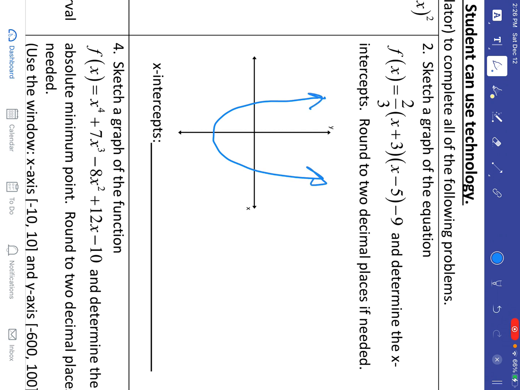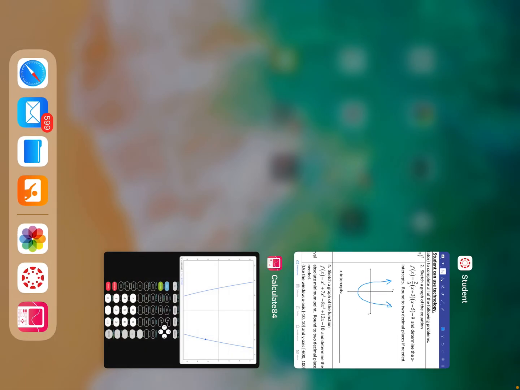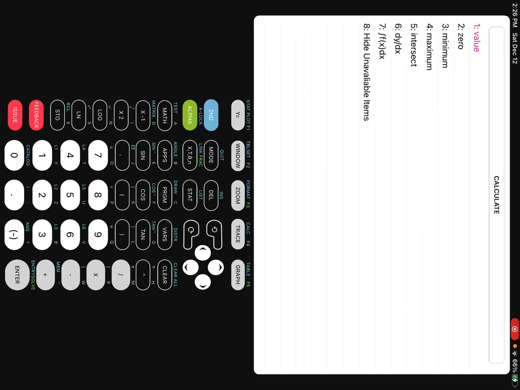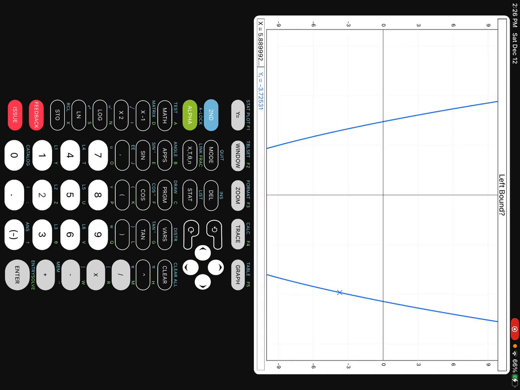That's good. All right, now we want to find the x-intercepts. So let's go back to our app here. I'm going to hit second and trace for the calc. See, we're given a menu of items here. We want 2, the zeros. Okay, so you'll see it says left bound. We're going to use the arrow buttons to move that x over there on the right-hand side of the graph. You can see it moving down.